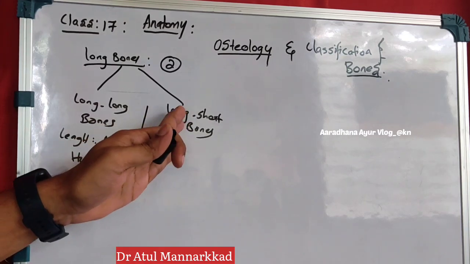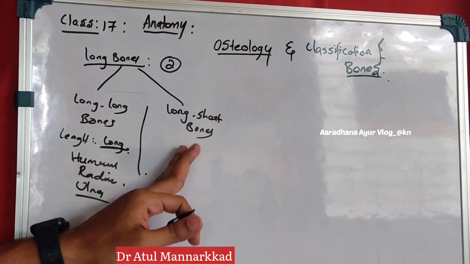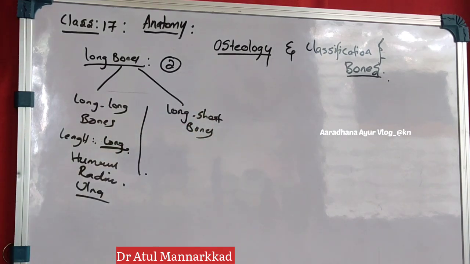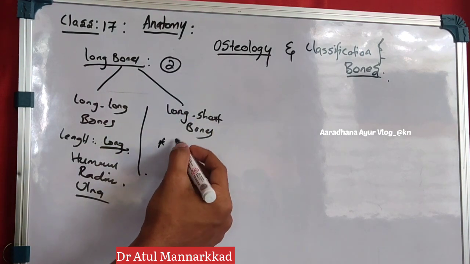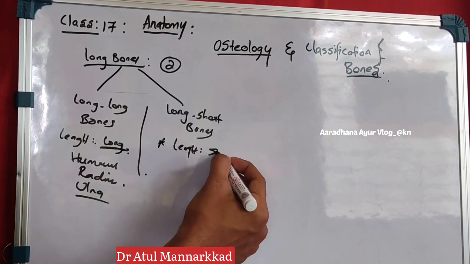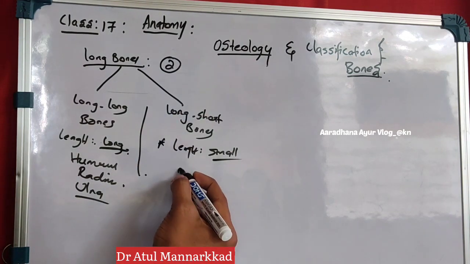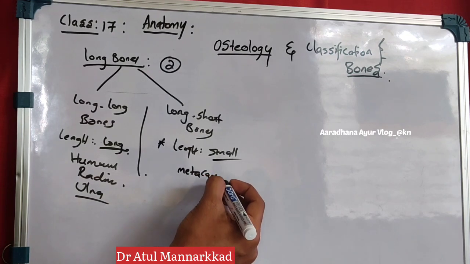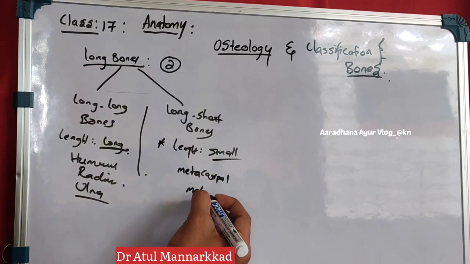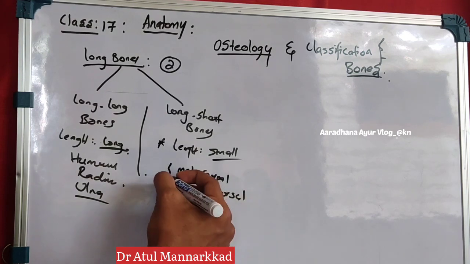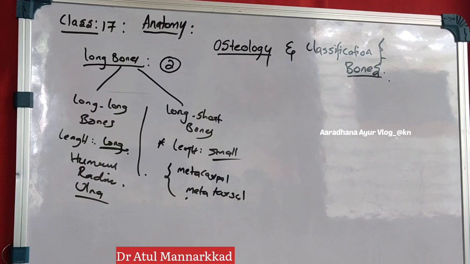So next are the long short bones. They have the same features as the long bones, that is, they are elongated and cylindrical, but the length will be small compared to that of the long bones. That much difference is there. Like the metacarpals, metatarsals, etc. These are some examples of the long short bones.